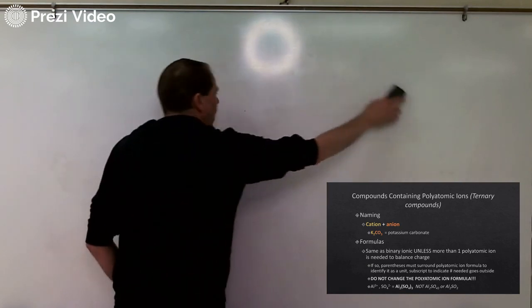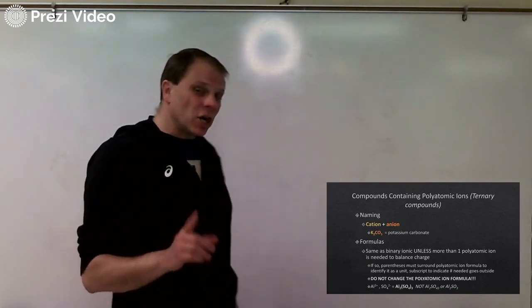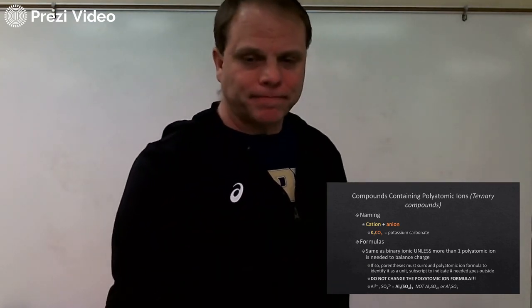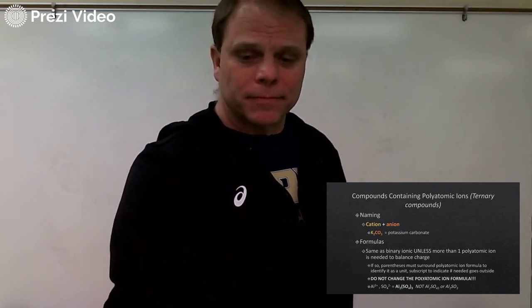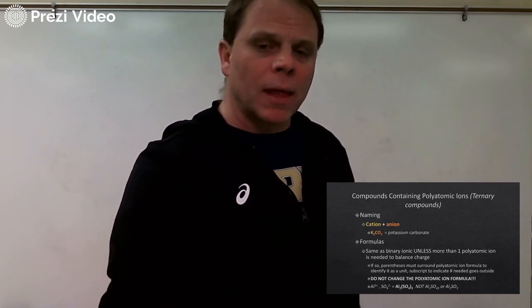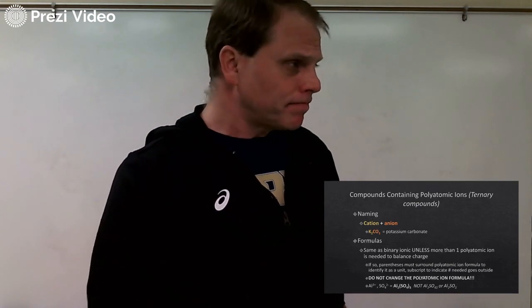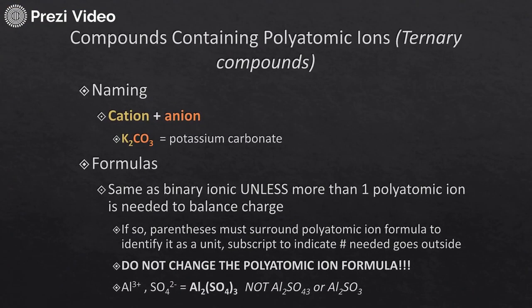It's not how many you have, it's the charge of what you have, okay? All right, so let's look at what would happen if we had a polyatomic ion. Here we've got a polyatomic ion or a ternary compound, ternary just means three or more. I'm still going to name my cation and then I'm going to name my anion.